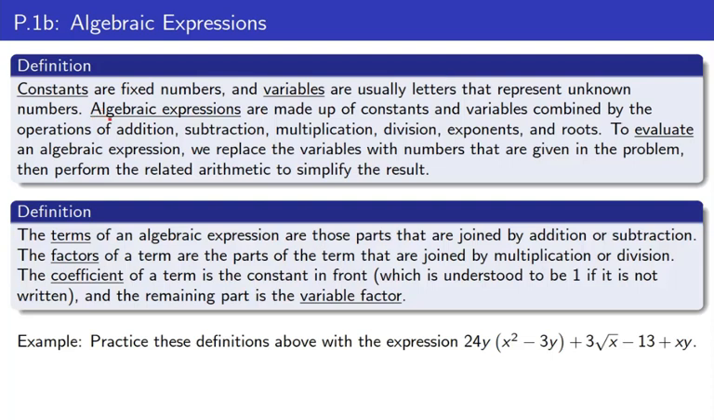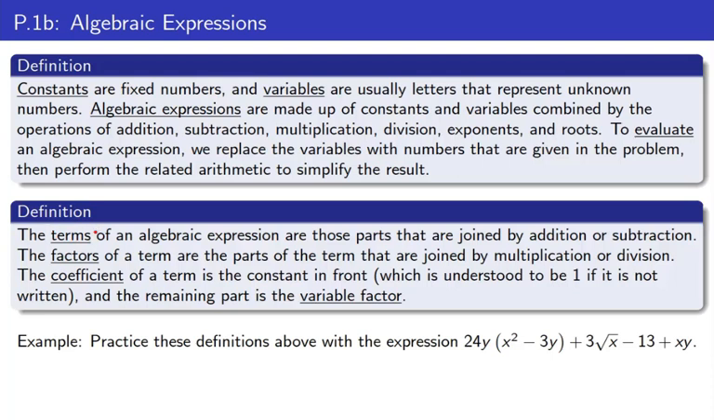So if we want to build an algebraic expression from these, we combine the constants and variables with addition, subtraction, multiplication, division, exponents, and roots. Lots of different things that we can do here. And then once we have an algebraic expression, we can evaluate it by replacing the variables with numbers, and then just do the arithmetic to simplify. So here's a few things about an algebraic expression.